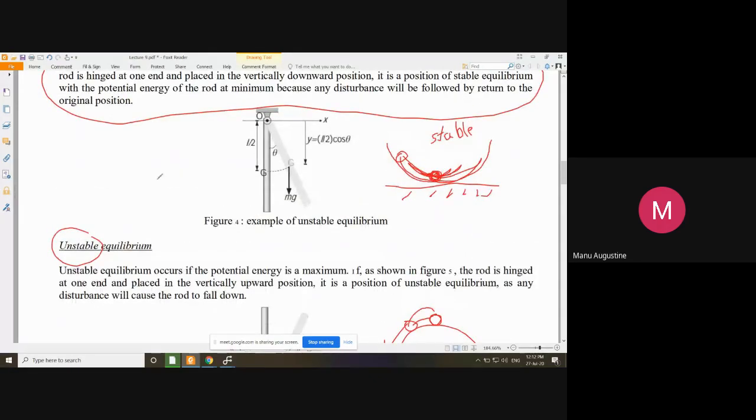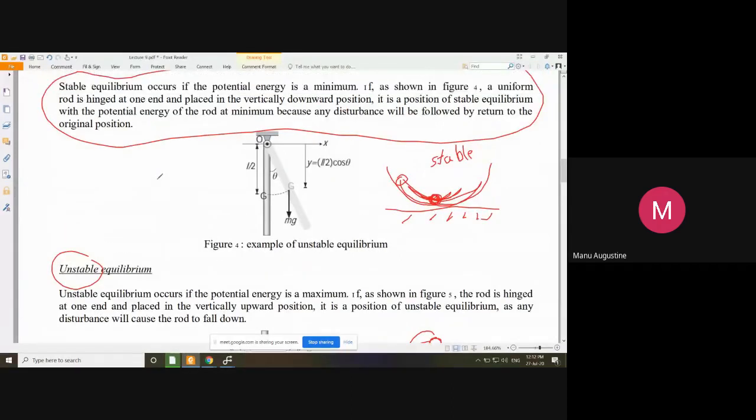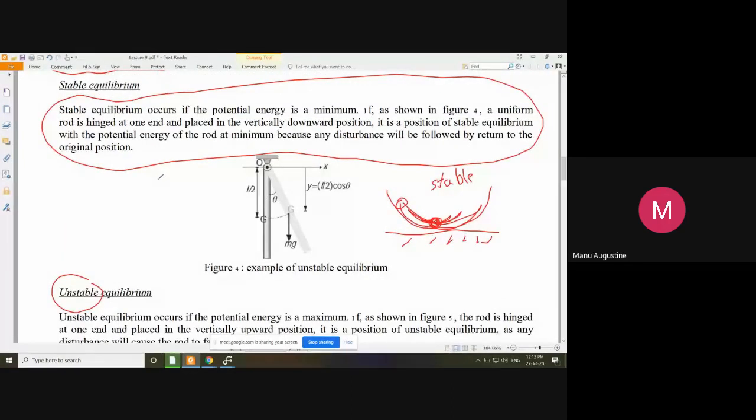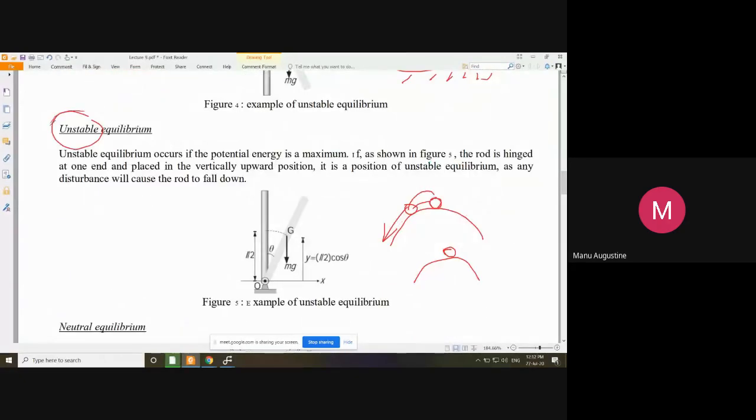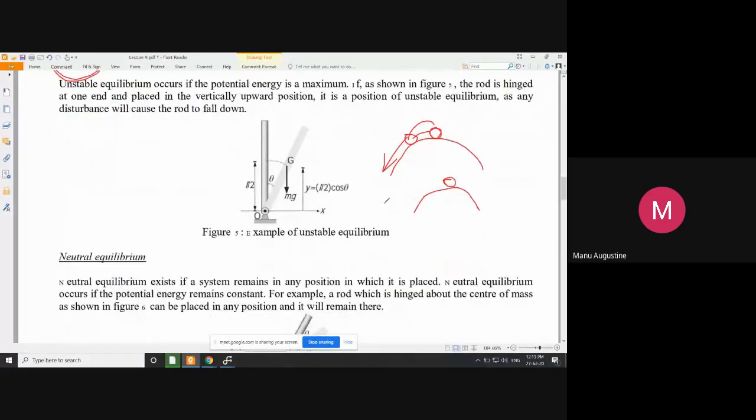So the concept of stable and unstable equilibrium is simply understood by the fact whether your system can go back to the original equilibrium position without any external effort on its own. In that case, it will be a stable equilibrium. Otherwise, it would be an unstable equilibrium. If it cannot automatically go back to the original position, if on a small disturbance the system collapses or falls down, then it is unstable equilibrium.